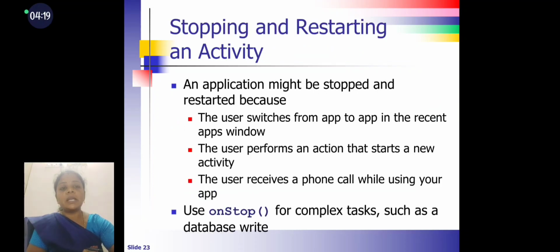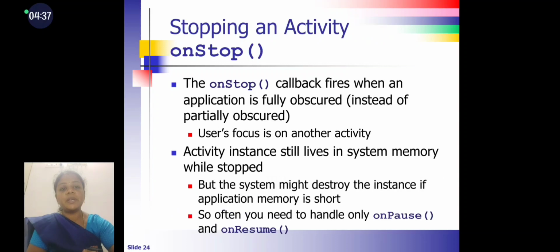Stopping and restarting an activity. An application might be stopped and restarted because the user switches from app to app in the recent apps window, the user performs an action that starts a new activity, or the user receives a phone call while using the phone. Use onStop for complex tasks such as database writes.